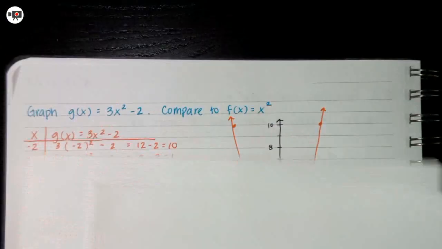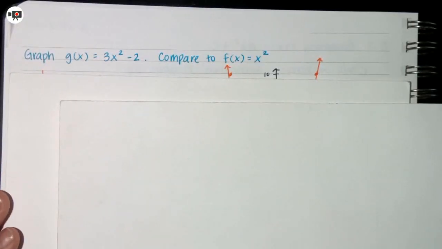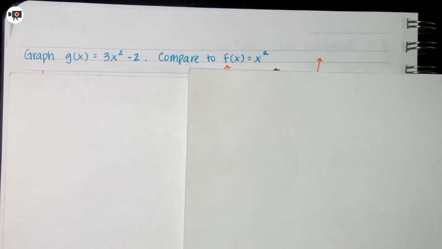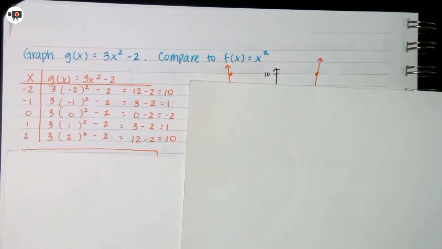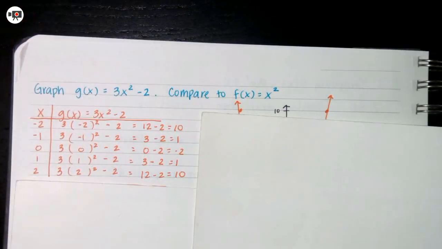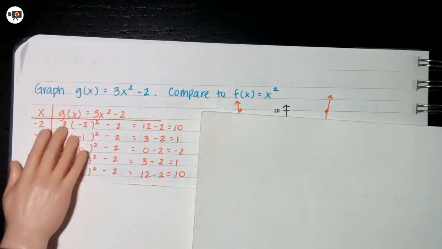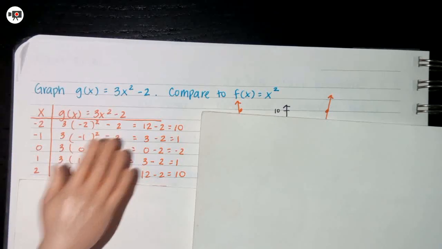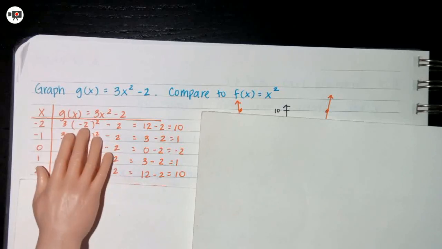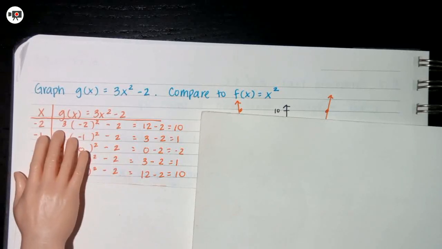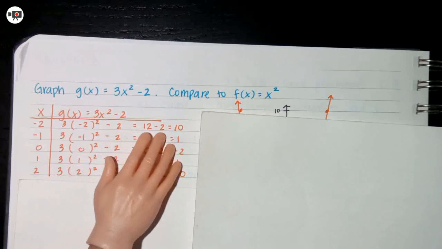And now we're going to do one more, where I have g of x is 3x squared minus 2, and compared to f of x is x squared. So this one has an a value and a c value. Plugging those in, we would see that we have 3 times negative 2 squared minus 2. Remember to follow order of operations, otherwise you will get the wrong answer. So negative 2 squared is 4, 4 times 3 is 12, and 12 minus 2 is 10.